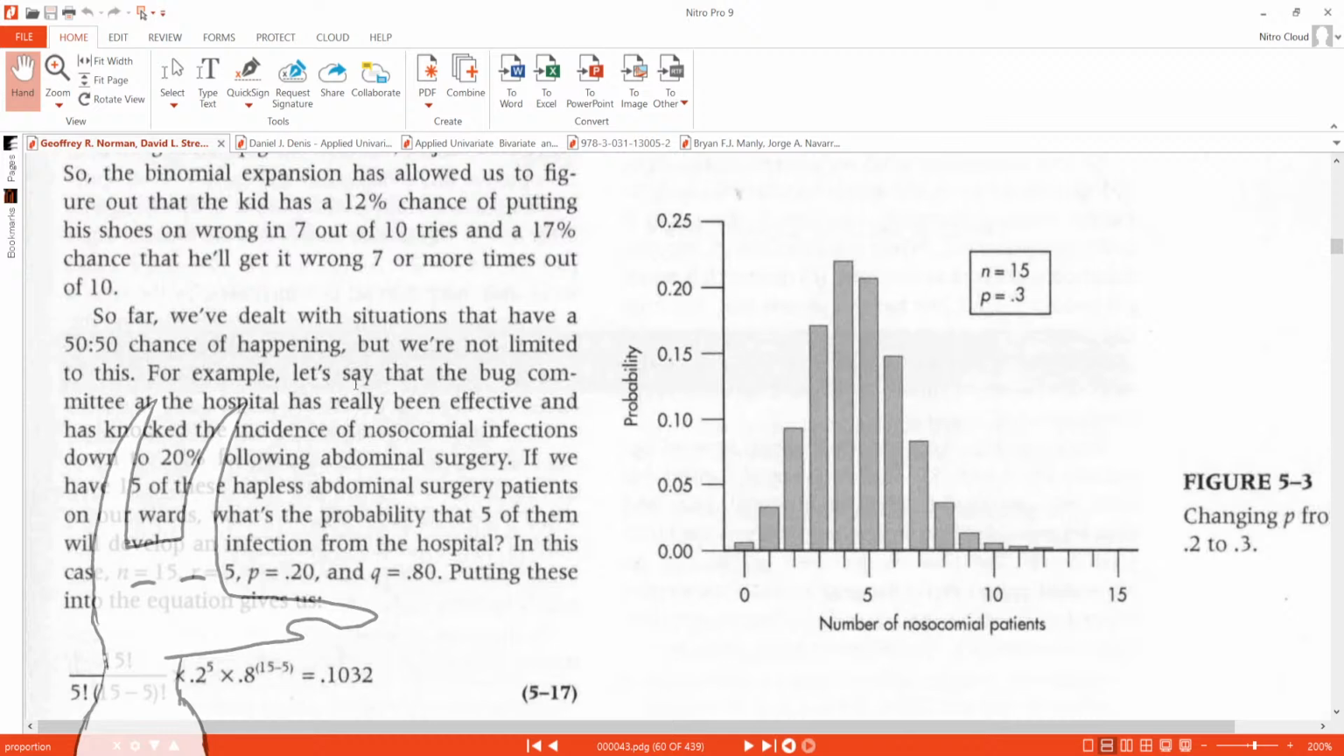So far we've dealt with situations that have a 50-50 chance of happening, but we're not limited to this.